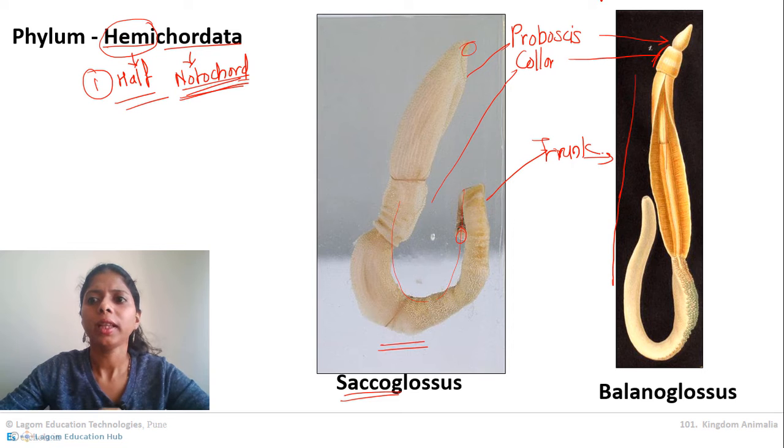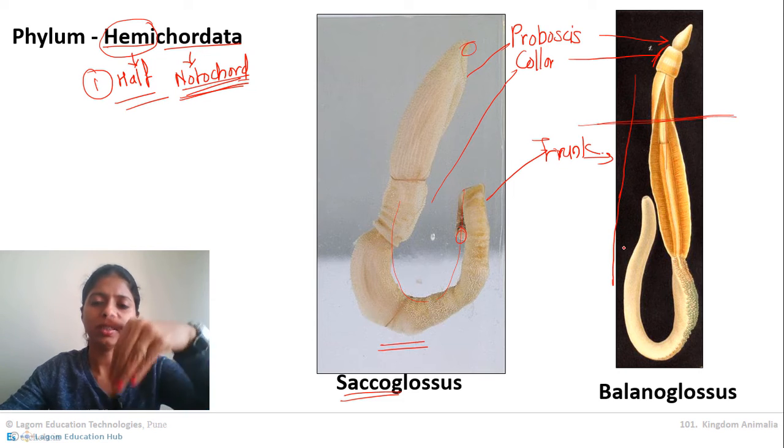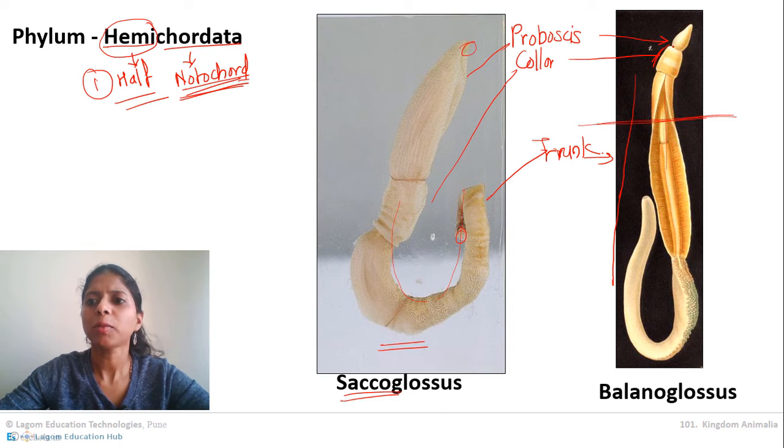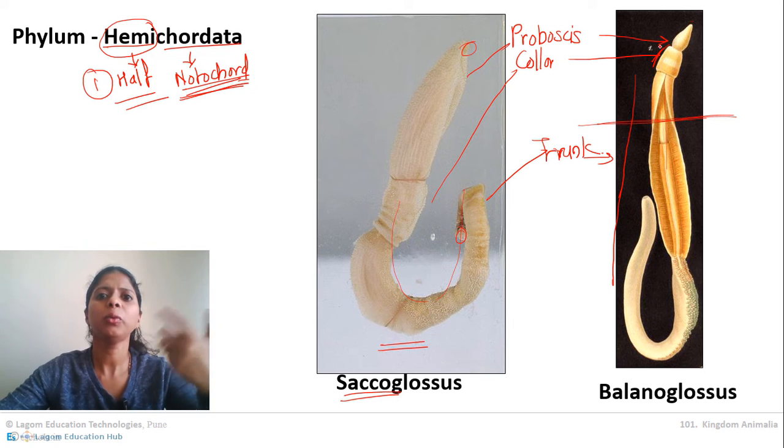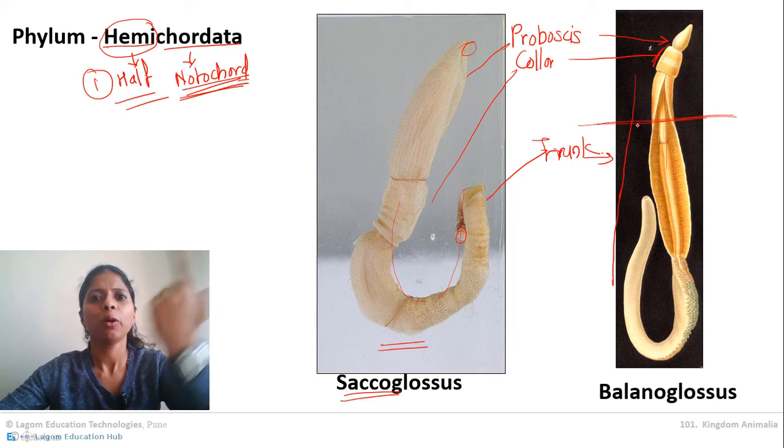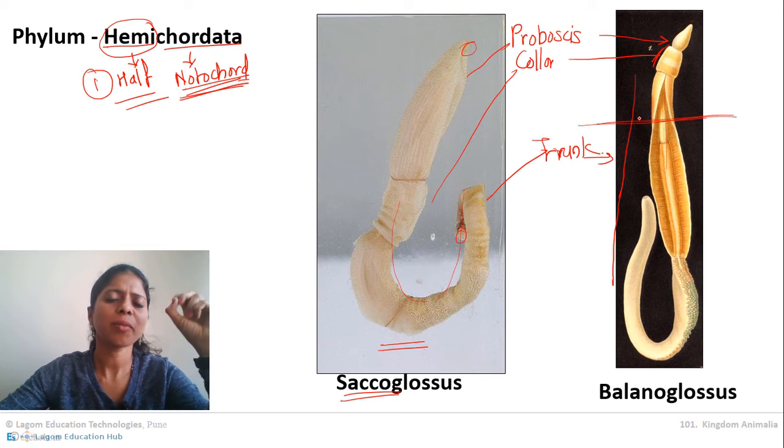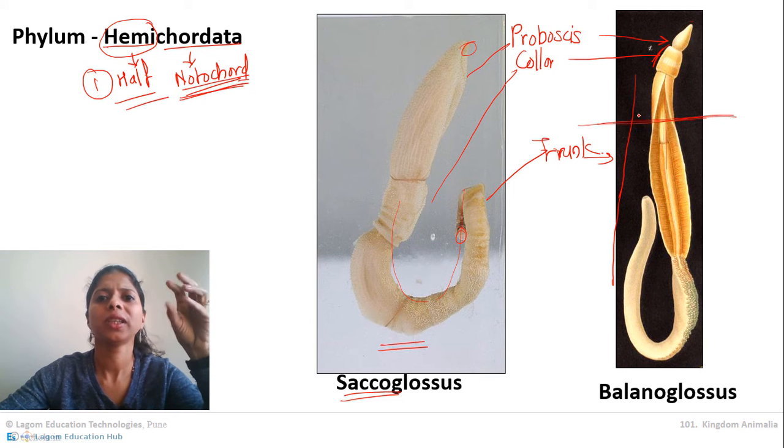What they do, their body up to this point remains inside the burrow, inside the soil, and this much of the body is up. Then with the help of this proboscis, which is continuously moving, it generates a water current, and because of that water current, some bacteria, some microorganisms, some protozoa get stuck in it, and whatever organisms come in the water current, this animal will eat them. Understanding? So very simple lifestyle, very simple animal.